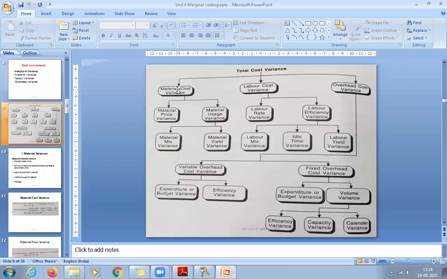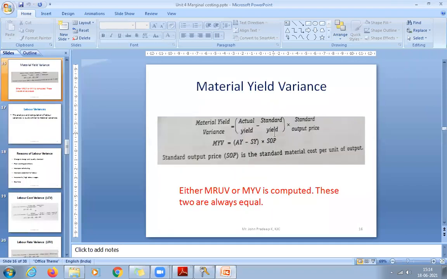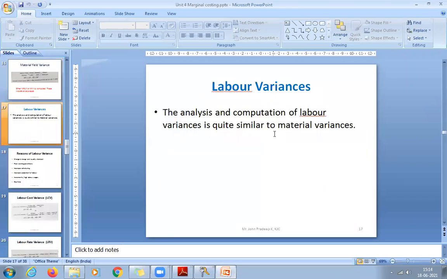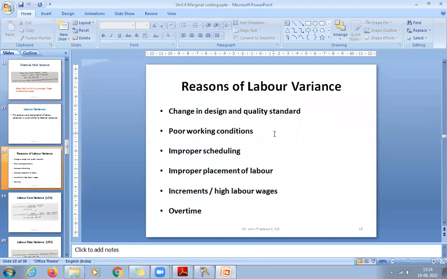Okay, so we have done material variance. Now we'll do labor variance. Before we go, let us understand what these different variances are. The analysis of labor variance is actually quite similar to material variances. What are the reasons for labor variance? It can be a change in design and the quality or standard of materials, what they are manufacturing. So suddenly there is a change in the design, and labor need some time to understand and practice it, to get the same quality they expected as per the standard.